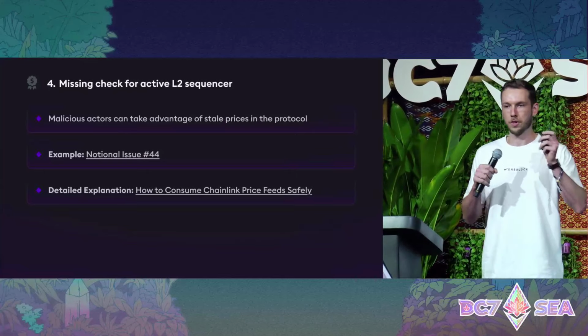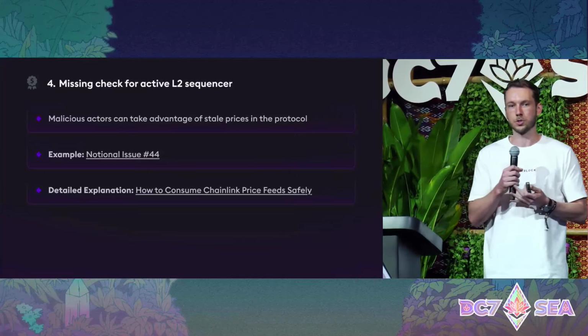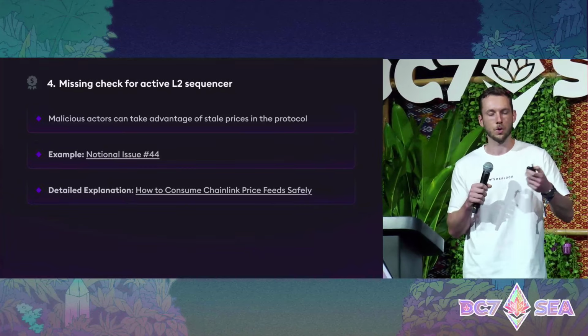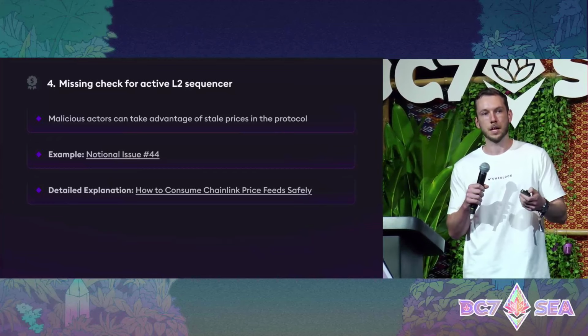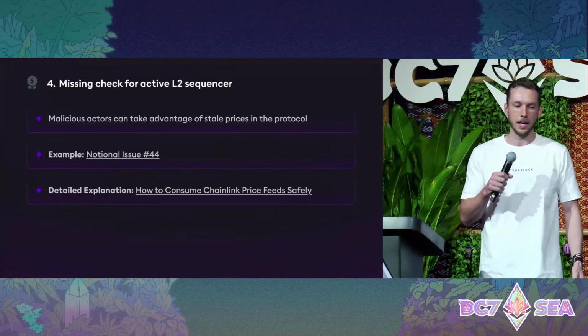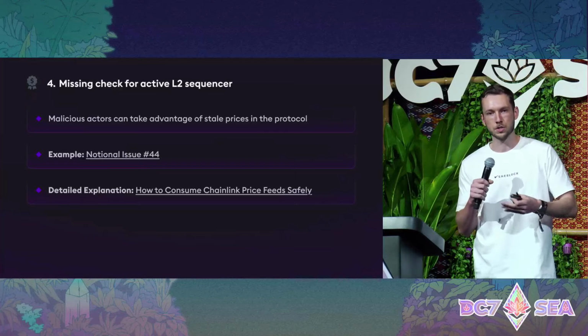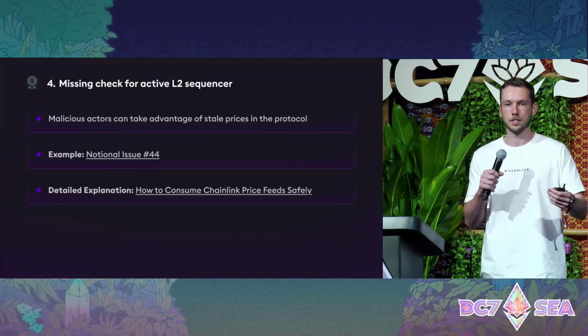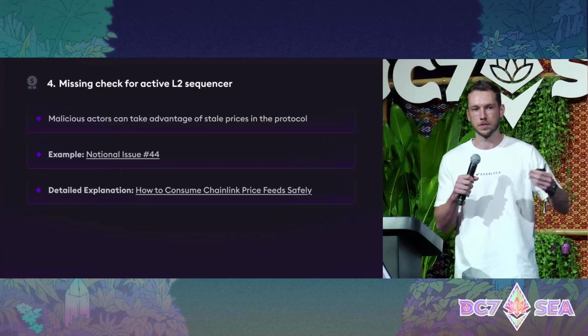Okay, number 4, missing check for active L2 sequencer. If you are deploying a protocol on top of an L2 like Arbitrum or Optimism, sometimes the sequencer goes down. Not very often, but it could happen in the future, and it could happen for long periods of time. And if you're a derivatives protocol or something where real-time information is super important, malicious actors can take advantage of stale prices because of the sequencer being down.